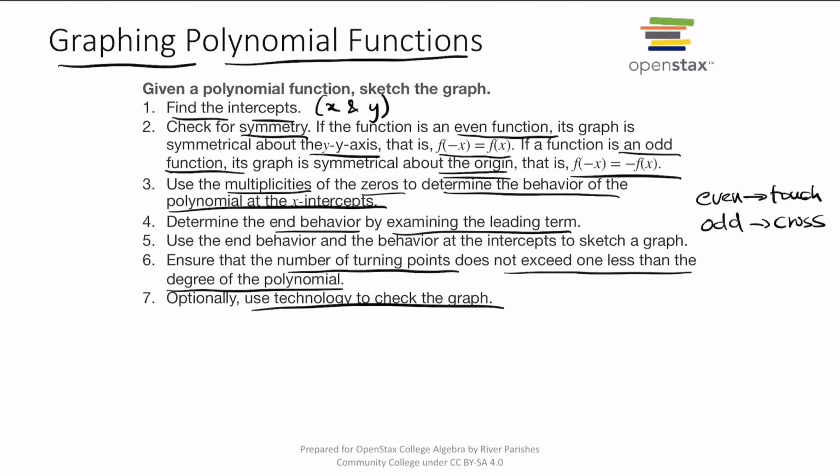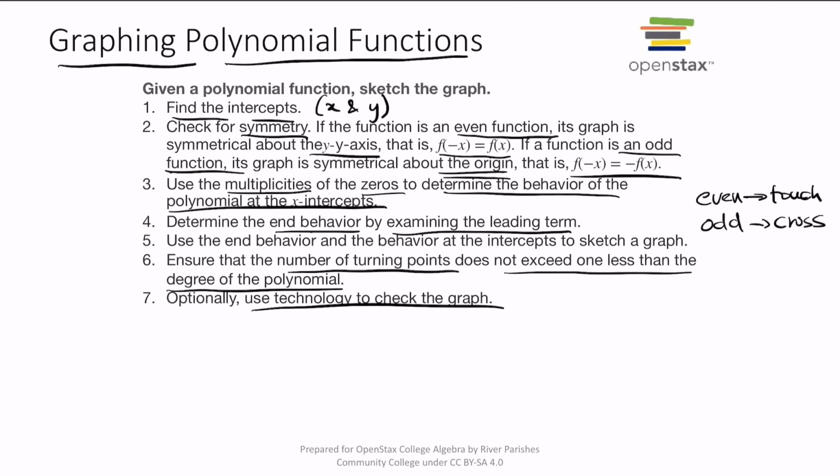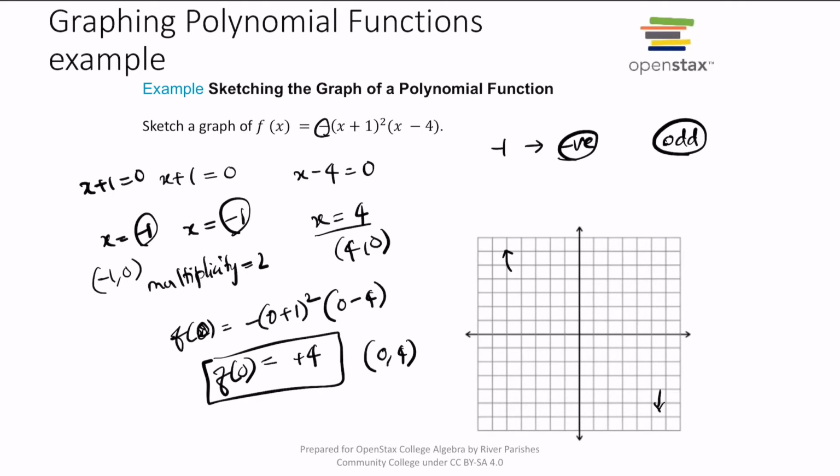Next is the end behavior. End behavior depends on the lead term. The lead term is negative 1, which is negative, and the whole power of the function is cubed. If it's a cube, we know that it is an odd function. So it is negative and odd. When it is negative and odd, on the left side it's upward, on the right side it is downward. So we have that part done. Next we have to find the number of turning points. Here the power is 3, so there are only 2 turning points in this graph.